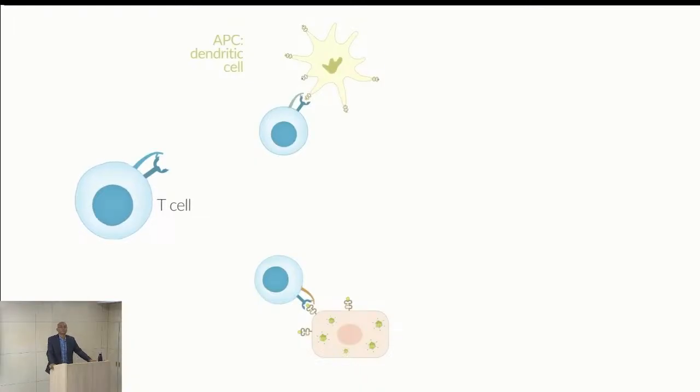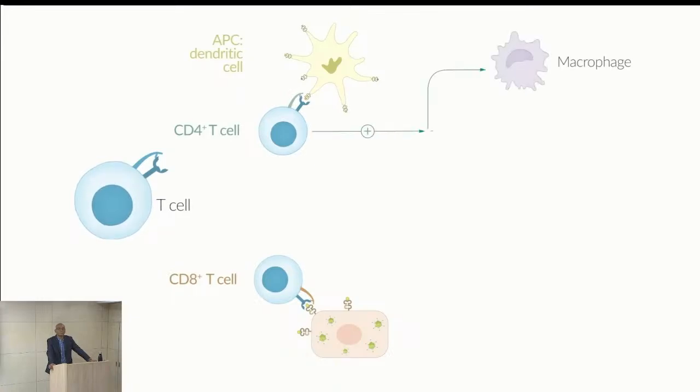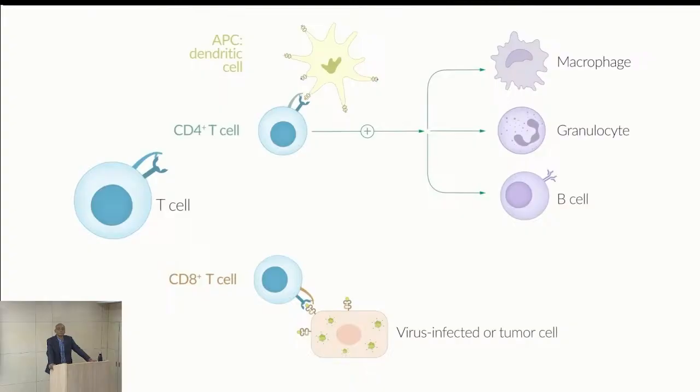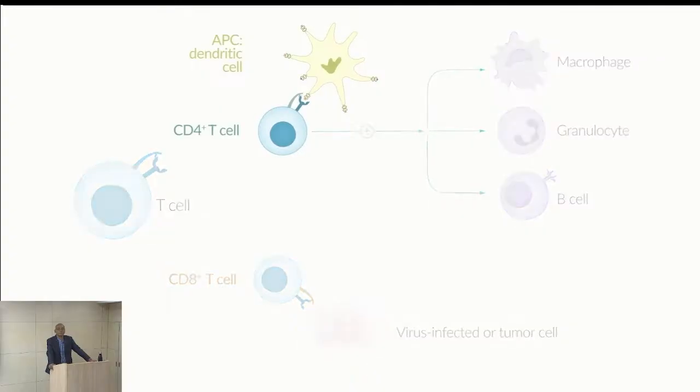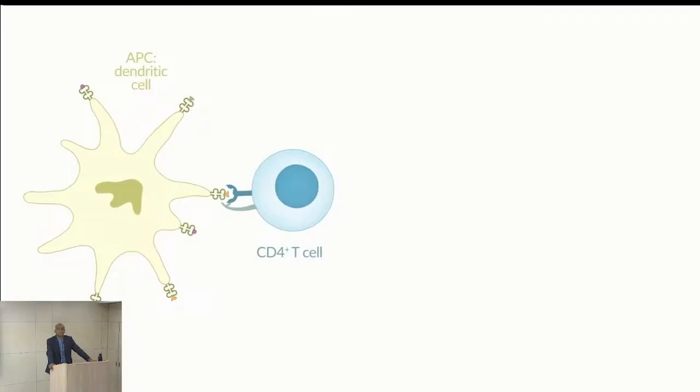T cells are divided into two subsets based on their surface proteins: CD4 positive T cells and CD8 positive T cells. CD4 positive T cells are also called T helper cells. They activate macrophages and granulocytes or help to activate B cells. CD8 positive cytotoxic T cells kill virus-infected or tumor cells. Now, let's take a closer look at CD4 positive T cells.